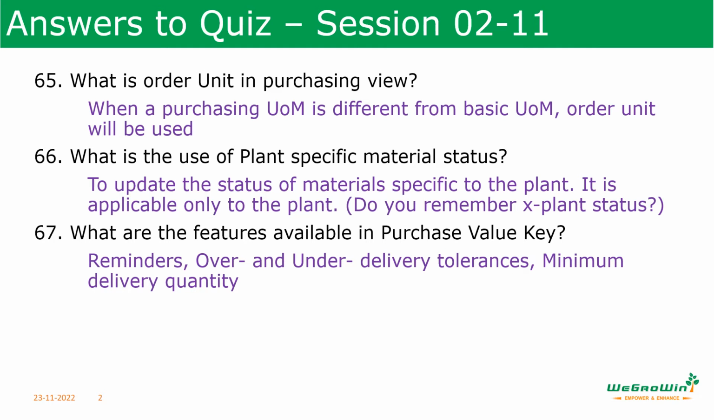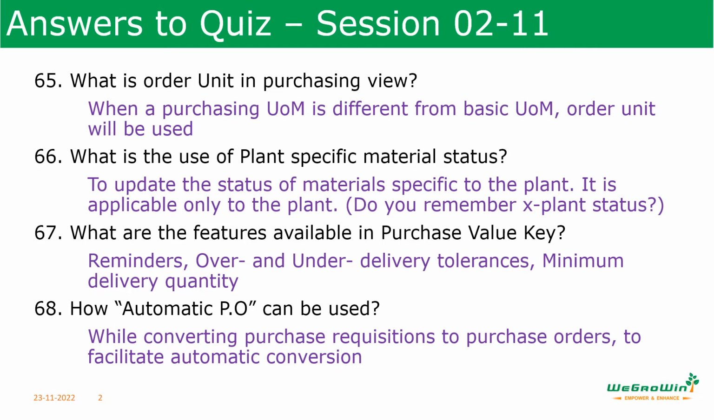What are the features available in purchase value key? In purchase value key, we can maintain reminders in days, over delivery tolerance, under delivery tolerance, minimum delivery quantity, and other parameters. How is the automatic purchase order indicator used? When you are converting purchase requisitions to purchase orders, to facilitate automatic conversion in bulk, to save a lot of time for the buyers, this tick mark will be useful. This is one of the preconditions to use the function ME59N.